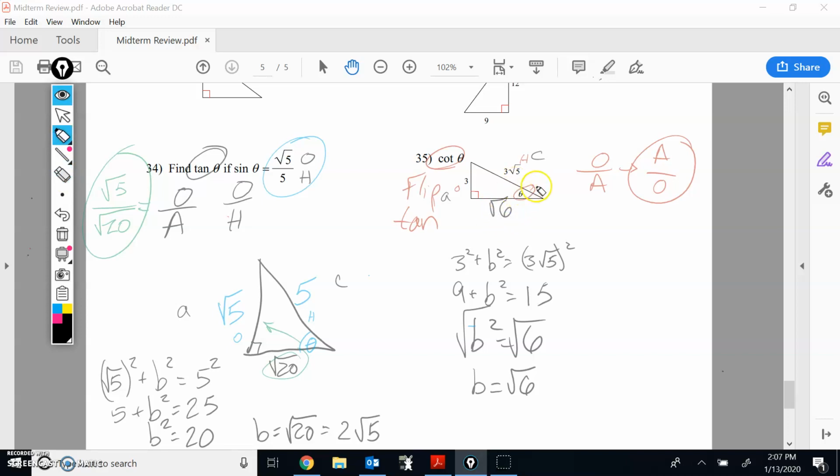Remember, I'm looking for cotan, which is adjacent over opposite. Therefore, the adjacent is square root of 6, and the opposite was 3. And there you have it. There's the cotan. Let me know if I can explain these in further detail to you in class.